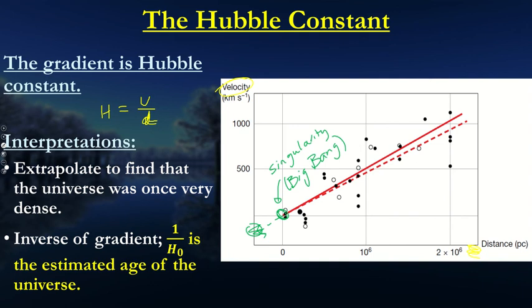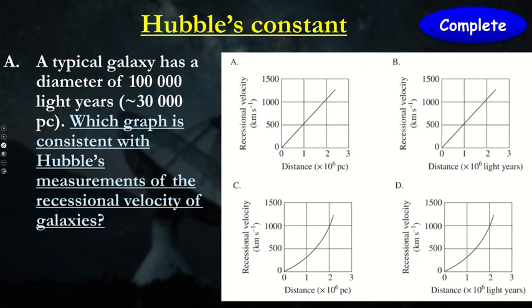If we invert the gradient, this is the value we can use to find the estimated age of the universe, which we know is about 13 billion years old. So that's a really significant finding. So he's using Henrietta's work, using the redshift Doppler effect to work it out as well.